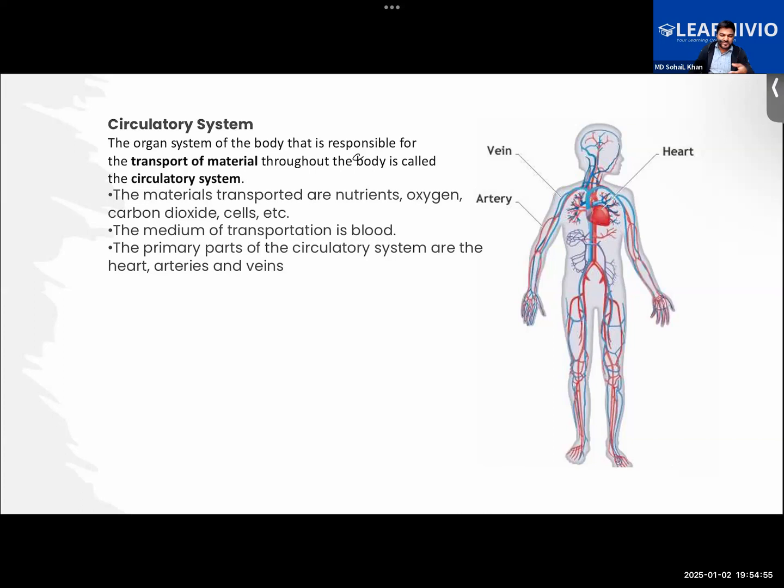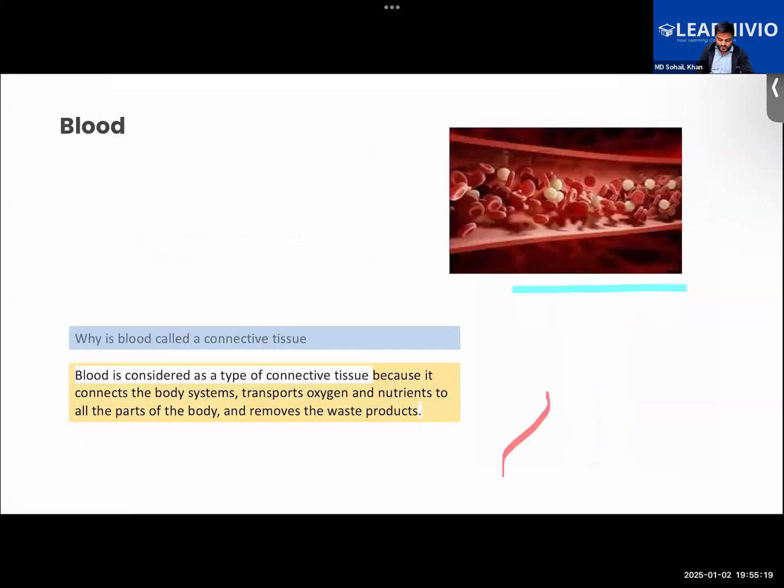The main parts of the circulatory system are the blood vessels and the heart. So blood is there, the blood vessels like veins and arteries are there. These are the blood vessels, then the heart, and then the blood that is flowing. All of this makes up the human circulatory system.